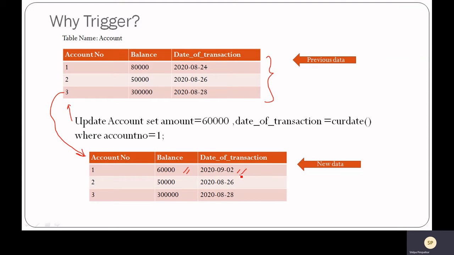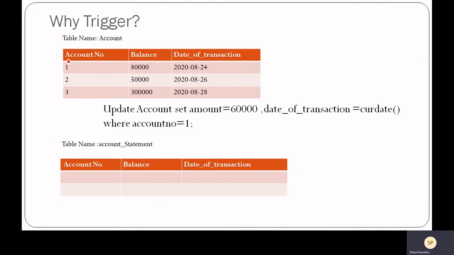What if we want to maintain the history of account transactions? That means this previous value 80,000 is overwritten by the new value. I want to retain the new value as well as the old value. Trigger can help in that. So what do I need to do for that? I'll have an account table where original contents will be stored, and this account statement is a backup table where all transaction information will be stored.